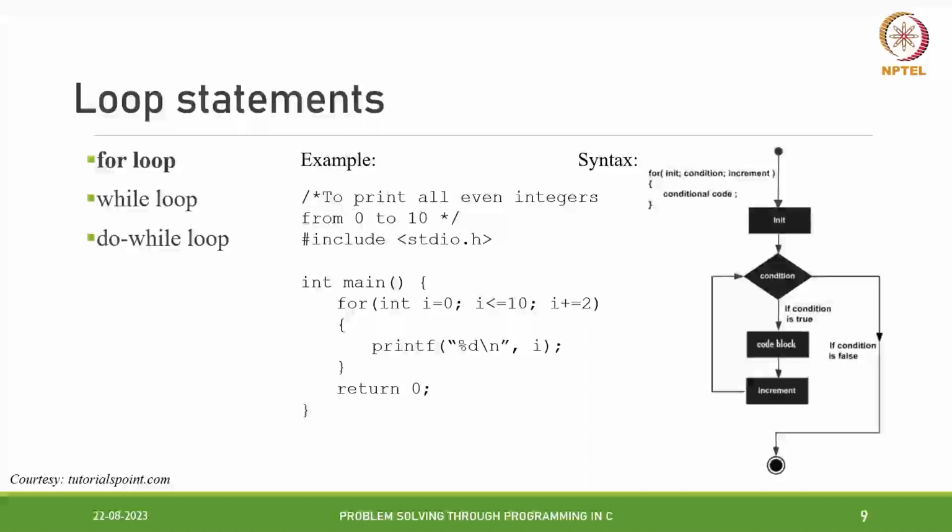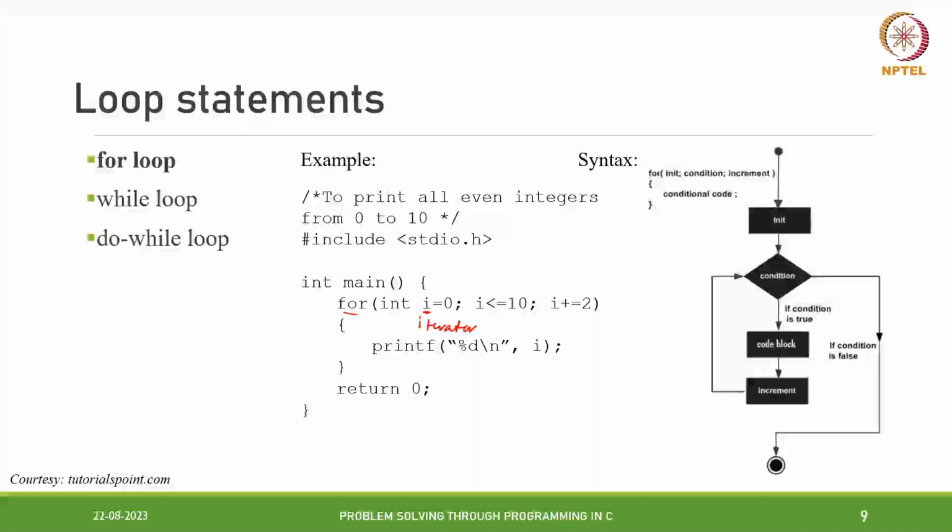So for all three loops, I will be printing all the even integers from 0 to 10. The loop goes like this. I write for, and I have an iterator which is i. The first part of the for loop is the initialization part, so I initialize i to 0. Then the second part is the condition part. And the third part is the increment part, increment or decrement, whatever you want to do, depending on your question.